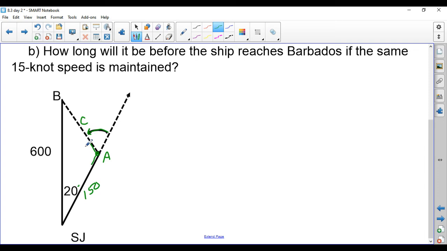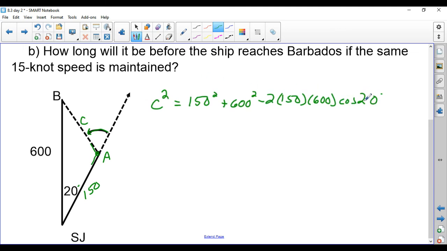C squared equals 150 squared plus 600 squared minus 2 times 150 times 600 times cosine of 20 degrees. Type that all in my calculator, take the square root, and I get that C is about 461.90 miles. That's my distance. Then I want to find the measure of this angle A in the triangle.